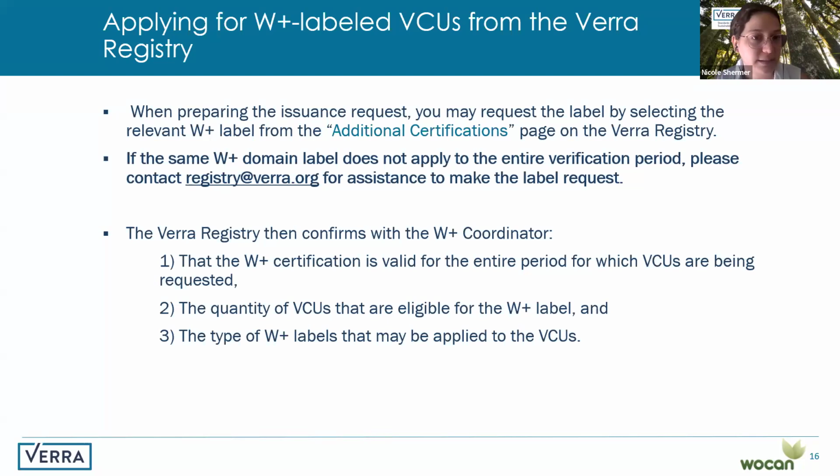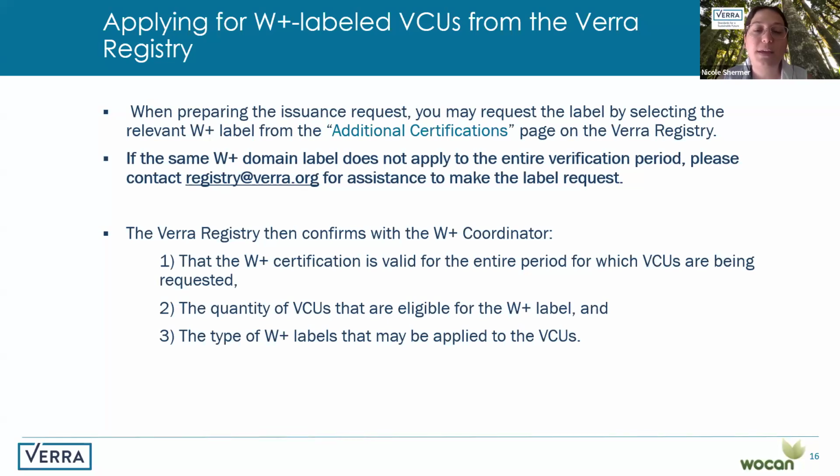In this particular case, if the W+ domain label is not the same for the entire verification period, please do contact the registry team for some assistance when making a label request. Whenever there's a different label applied to the same verification period, currently we need a little bit of tailored support from the registry team to assist in making that request.